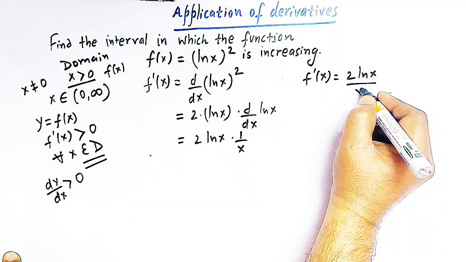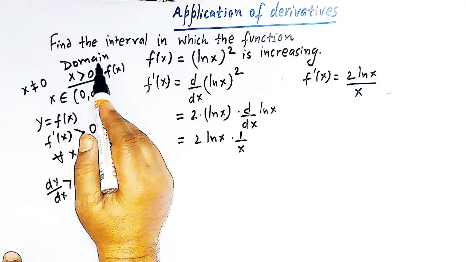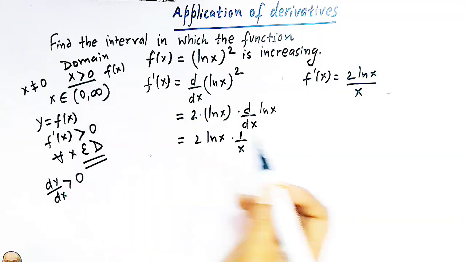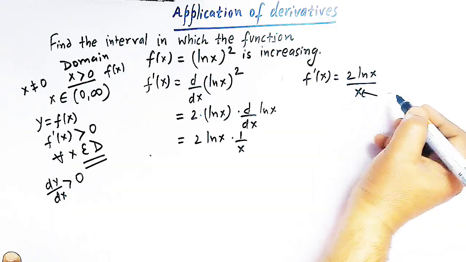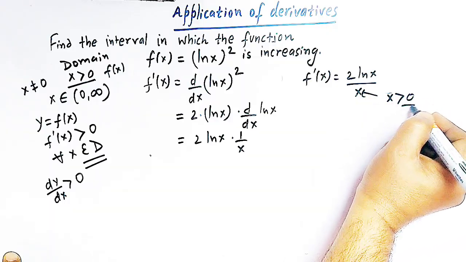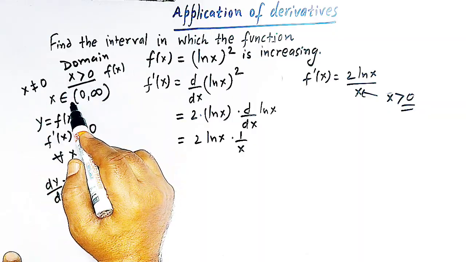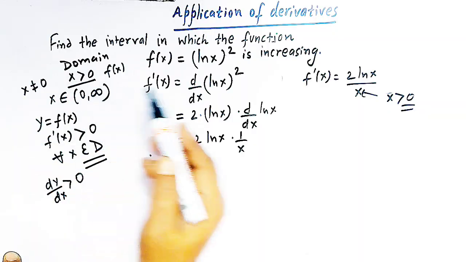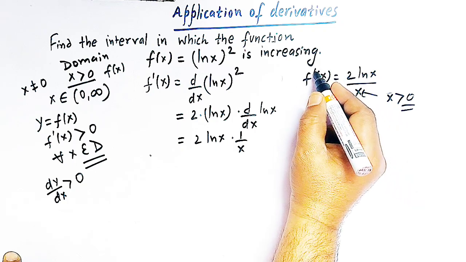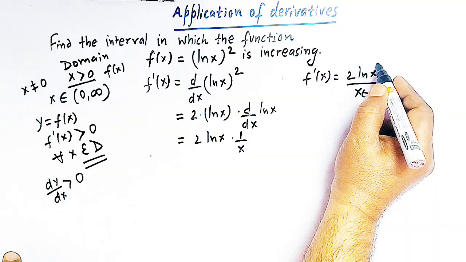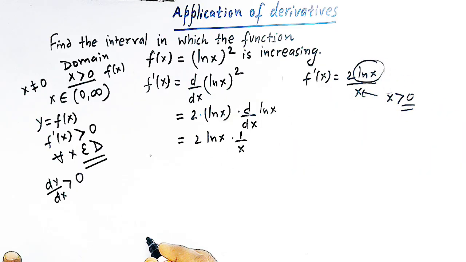We have just said that the domain of this function is given by x greater than 0. So this quantity x is already greater than 0 because the domain of the function is the interval 0 to infinity. So the sign of the derivative f prime of x depends on natural log of x, that is the sign of natural log of x.